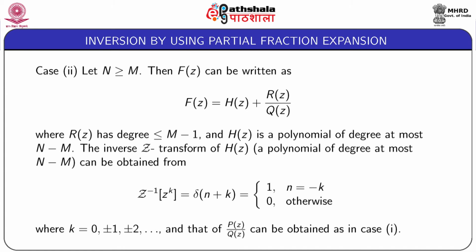Next is case 2, where capital N is greater than or equal to capital M. In this case, Fz can be written as Fz equal to Hz plus Rz by Qz, where Rz has degree less than or equal to M minus 1 and Hz is a polynomial of degree at most n minus m. The inverse Z transform of Hz, a polynomial of degree at most n minus m, can be obtained from the inverse of z to the power k, which is delta of n plus k, that is equal to 1 for n equal to minus k and 0 otherwise, where k is 0, plus or minus 1, plus or minus 2, etc. And that of Rz by Qz can be obtained as in case 1.